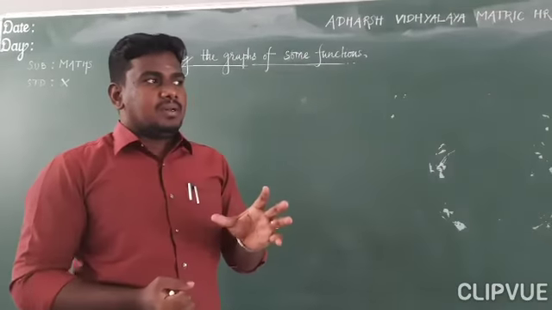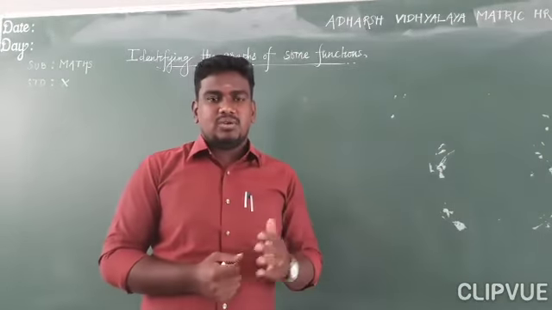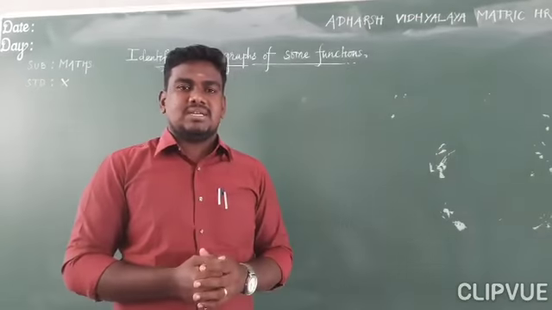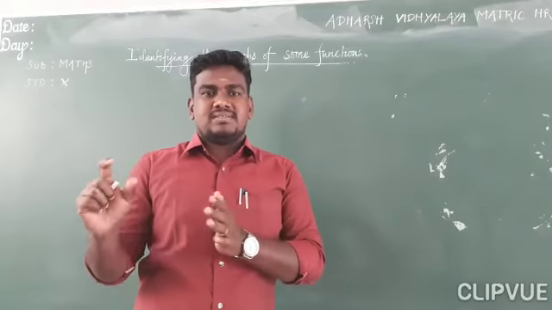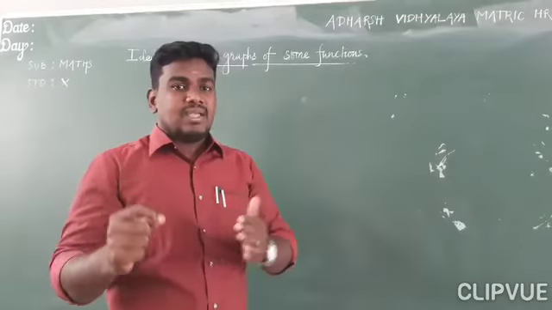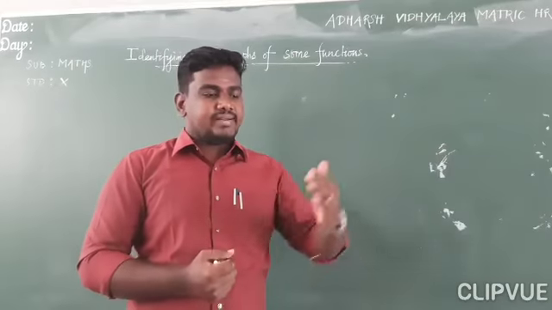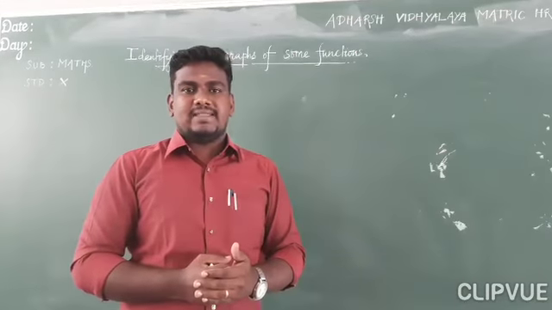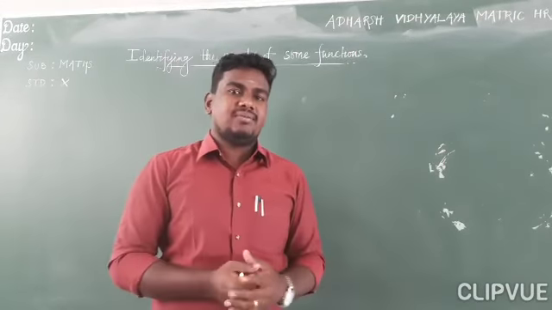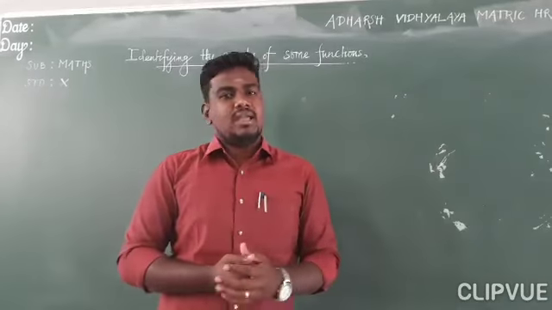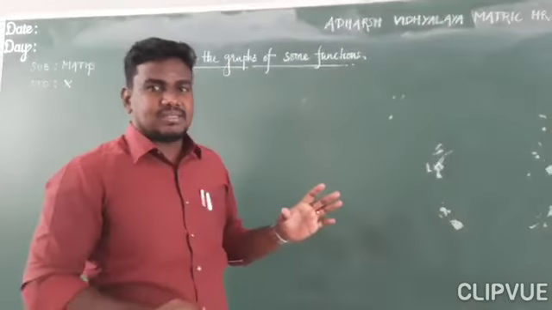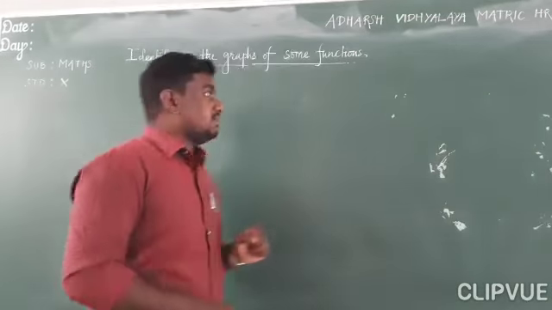So for example, a linear function. You know the general form of a linear function. If the graph is given, how do we identify it? It shows a linear function, it shows a quadratic function, like that. So we are going to identify the graphs of the following functions. Let us begin with the linear function.